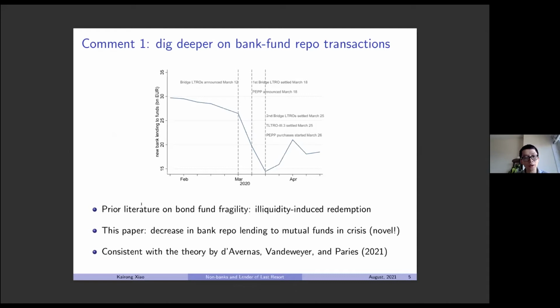Also, the prior literature on the fragility of mutual funds usually focused on the liquidity issue induced by redemption, whereas this paper highlights that if mutual funds rely on bank lending in normal times, and this lending decreases significantly during a crisis, this can exacerbate the liquidity issue for mutual funds. So this is a new channel through which mutual funds can have instability. I think this is something the paper can highlight more. This is also consistent with the theory paper by Adrian and Quentin with their co-authors on the interaction between banks and non-banks, where they highlight that banks' lending of liquidity to the non-bank sector may decrease in a crisis. So I think this is a really nice fact.